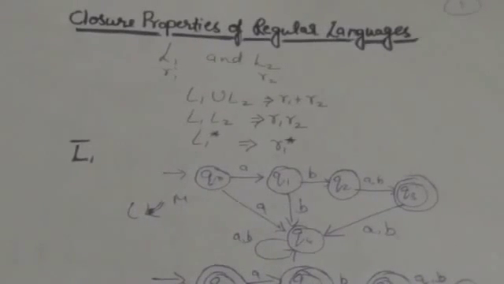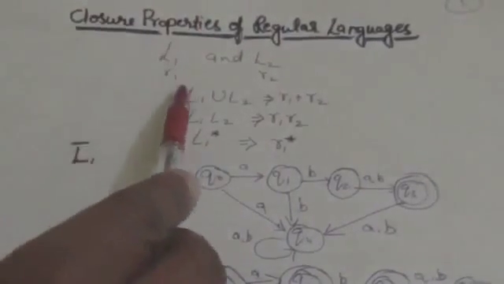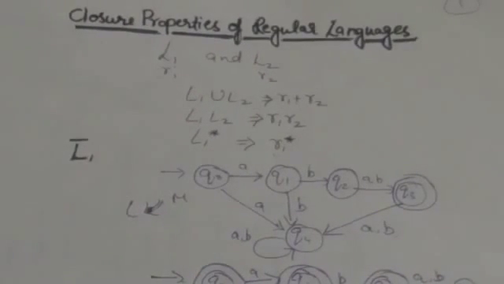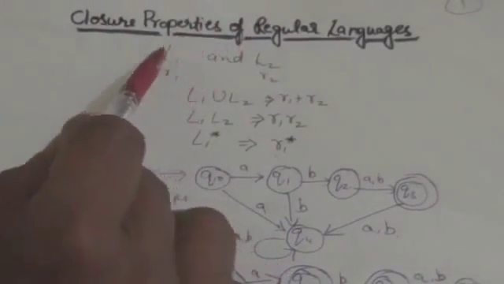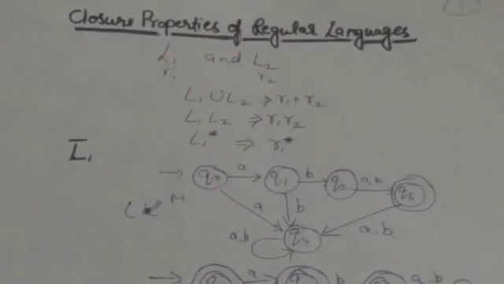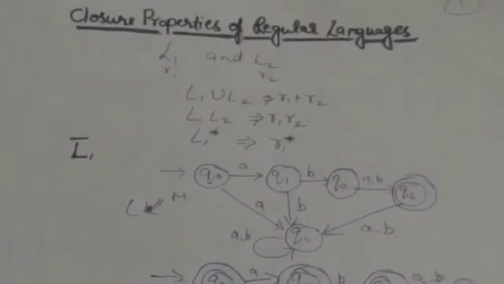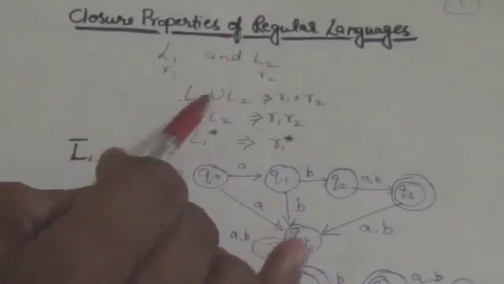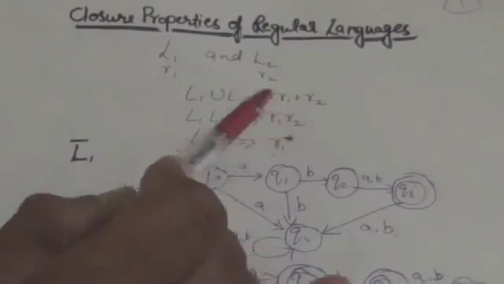Our next topic is closure properties of regular languages. Suppose L1 and L2 are two regular languages. R1 is a regular expression which represents the regular language L1. R2 is a regular expression which represents the regular language L2. Then L1 union L2 will also be a regular language, and the regular expression corresponding to this language L1 union L2 will be R1 plus R2.